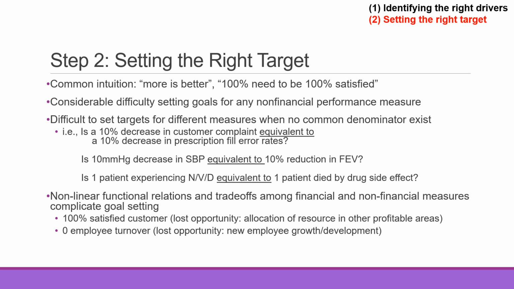Finally, another question one might ask is: is preventing one person from experiencing nausea, vomiting, and diarrhea equivalent to preventing one patient death by the drug side effect? Two totally different outcomes. So this metric needs additional assessment and more logical thinking when you're comparing apples to oranges in this case.